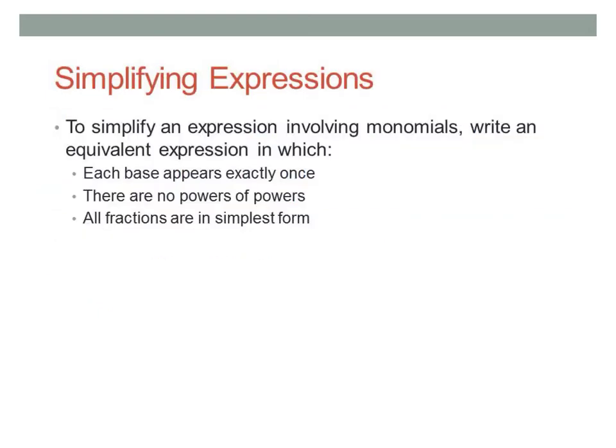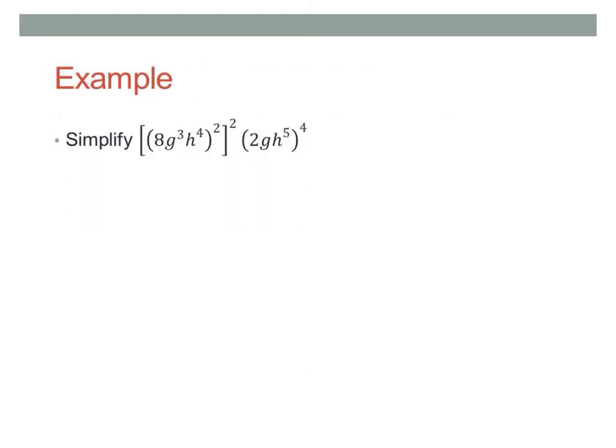All right, skipping down the page a little bit, we're going to talk about simplifying expressions. So you're going to be asked to simplify expressions involving monomials, and they are simplified when each base appears only once. Now there's no more powers to a power, so you've taken care of all your powers to a power, and all fractions are in the simplest form. So those are your rules for when it is considered simplified. So we're going to look at this here. Now we are multiplying here, but before we can multiply, we kind of probably need to do a little bit of simplifying here and a little bit of simplifying here.